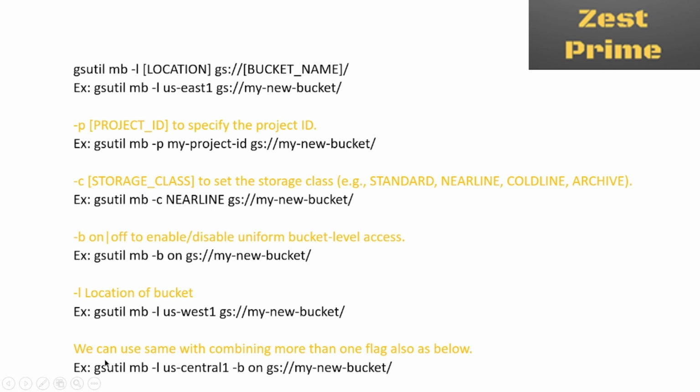We can also combine all these options together and use them in a single command. For example, gsutil mb hyphen l with the location, hyphen b with enable or disable for uniform bucket access level, and then followed by the bucket id. This is the way you can combine these optional flags in one command, or write them as different, independent commands. It's up to us.